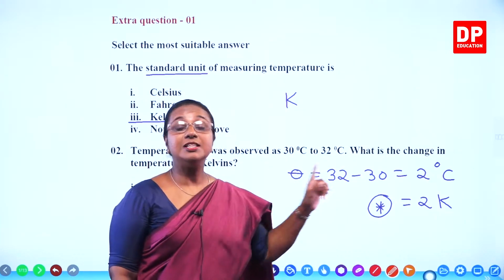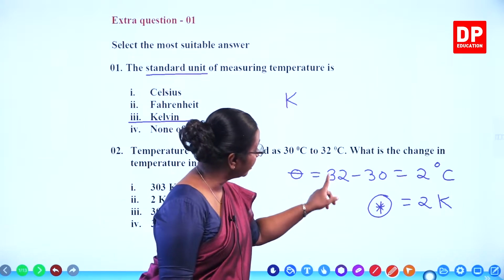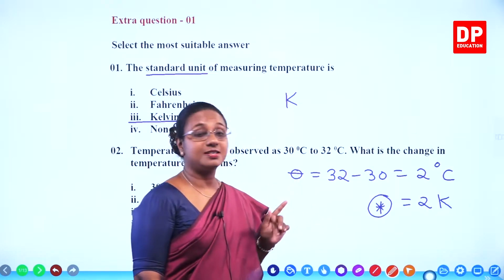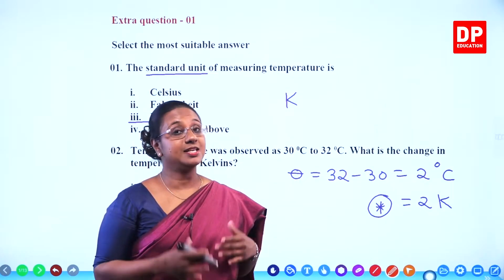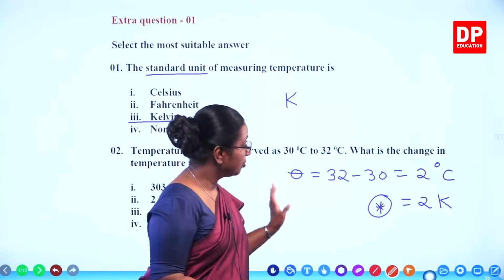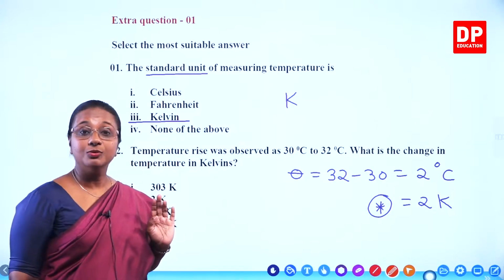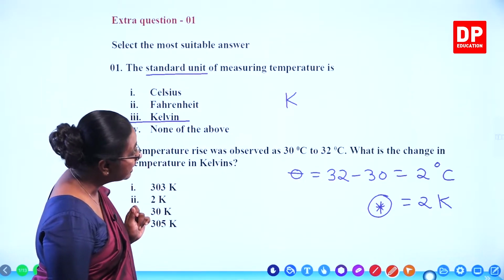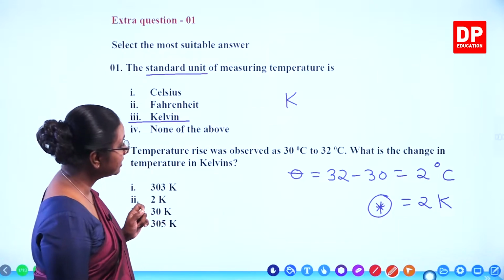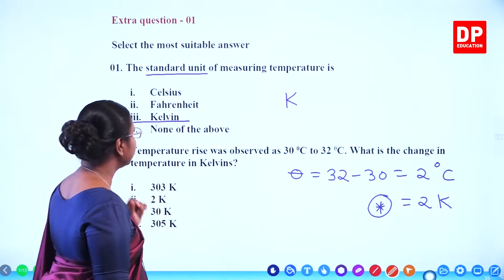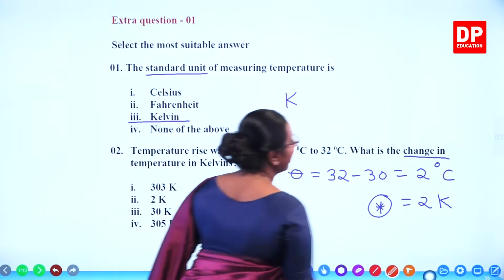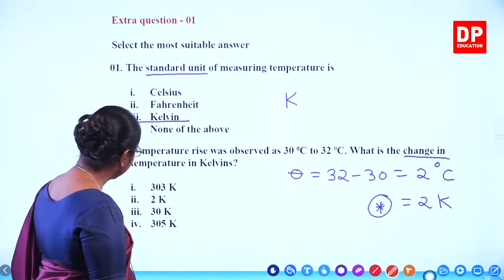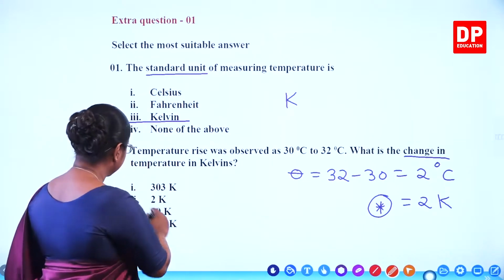Even if you convert these to Kelvins, you will have to add 273 to 32 degrees Celsius and 273 to 30 degrees Celsius, and they get cancelled off. So, the difference will be 2 Kelvins. Temperature rise was observed as 30 degrees Celsius to 32 degrees Celsius. What is the change in temperature? So, here you have to look at the question carefully. What is the change in temperature in Kelvins? It has to be 2 Kelvins.